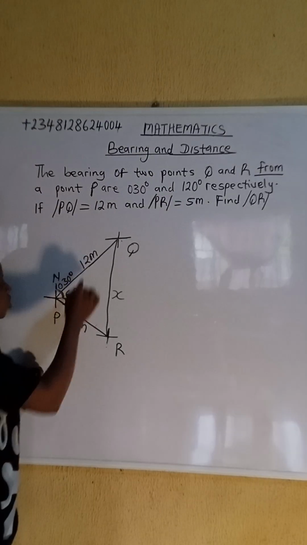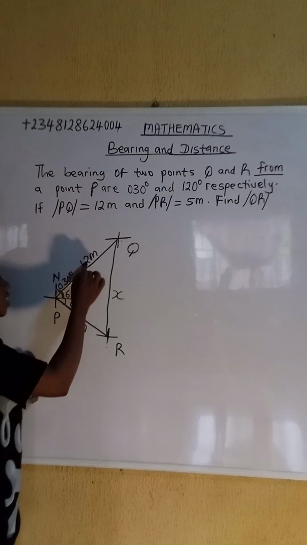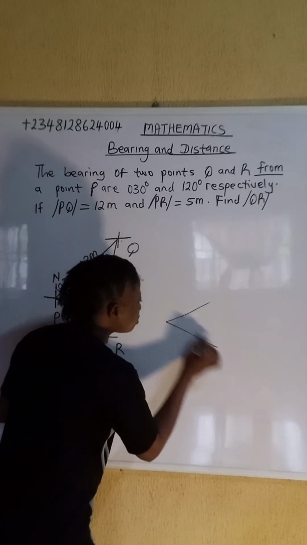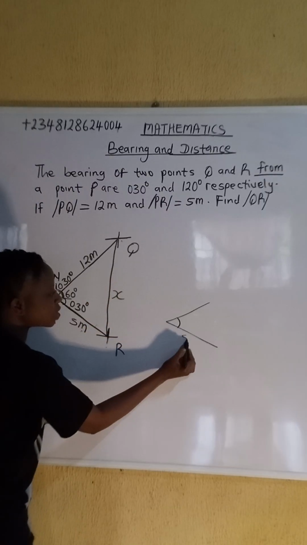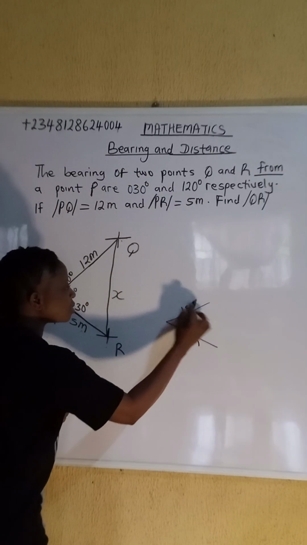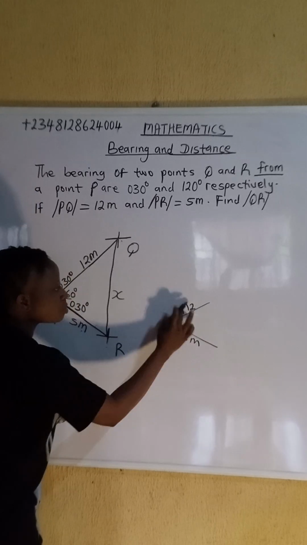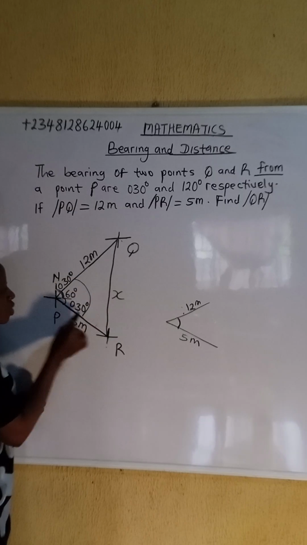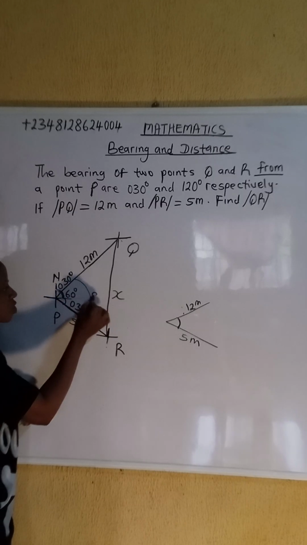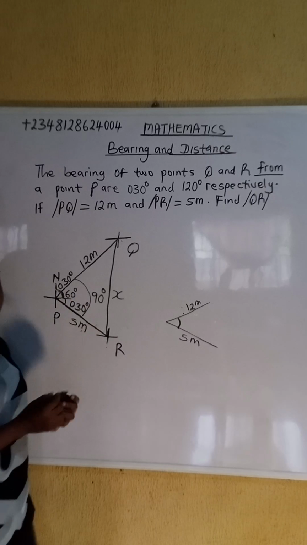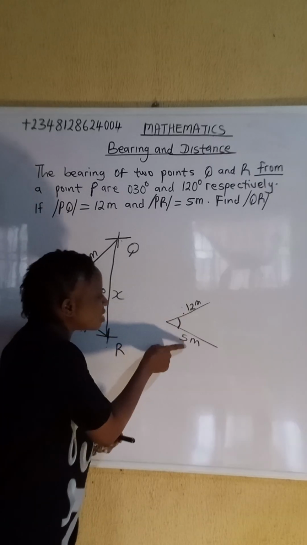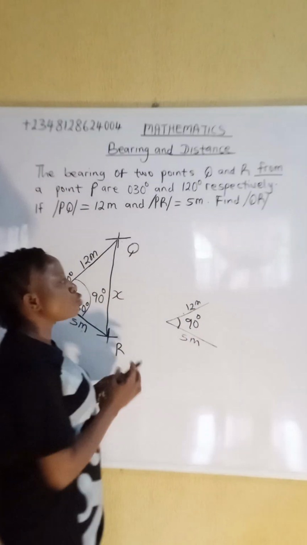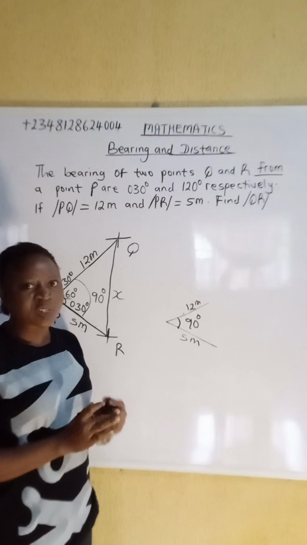When you have two opposite sides like this with an angle in between, this side is 5 meter, then this side is 12 meter. Then we have an angle in between. So this angle is equivalent to what? 60 plus 30 will give us 90 degrees. So this angle is equal to 90 degrees. So when you have two sides like this with an angle in between, you apply what? Cosine rule. You apply cosine rule.